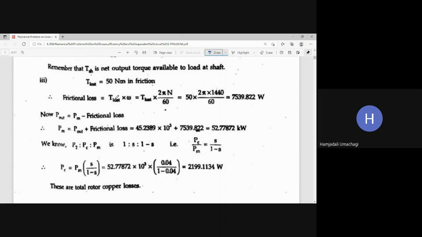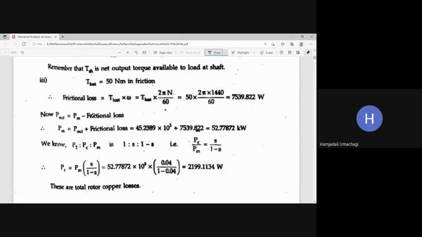T here is T lost, the torque loss due to the friction, into the angular speed, that is omega. Therefore T lost into 2 pi n by 60. The torque because of the friction is 50, and the speed of the induction motor is 1140. So the power lost because of the frictional loss is 7539.822 watts.